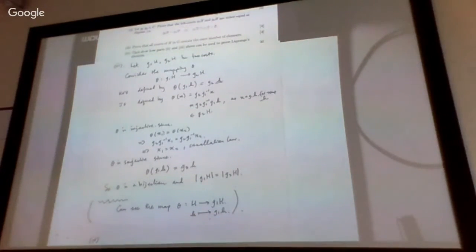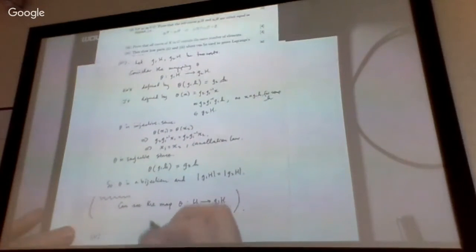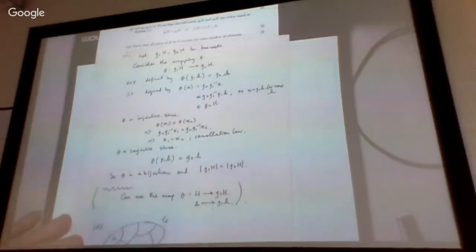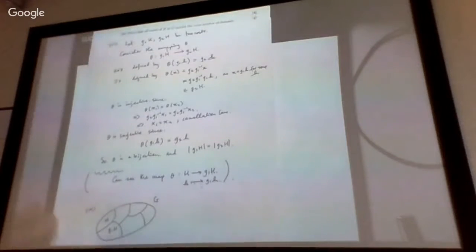Ready for part 4? Show how parts 2 and 3 above can be used to prove Lagrange's theorem. I quite like to give a little sketch here. Cosets: coset H, another coset g1H, etc., etc.